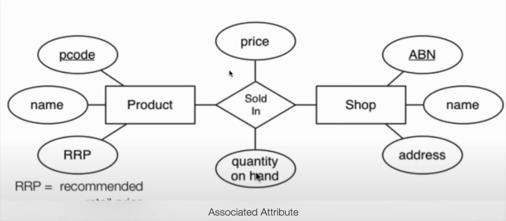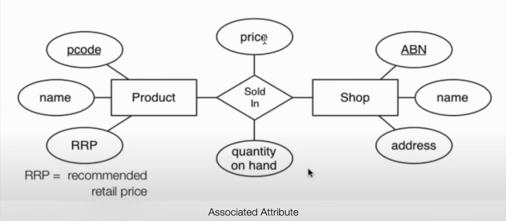And here's the last kind of attribute that we have, which is known as an associated attribute. So here, for instance, the price attribute is an attribute of the relationship sold in the shop, of the product being sold in the shop. Basically, you can't have the price as an attribute of the product. The closest thing you can have is the recommended retail price, but the shop doesn't necessarily need to sell it at the retail price that's recommended by the product. They'd want to sell it on their own.